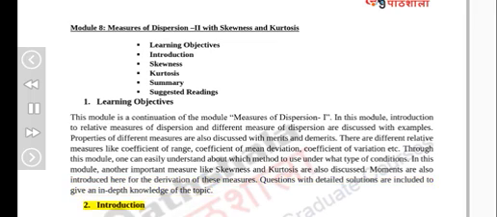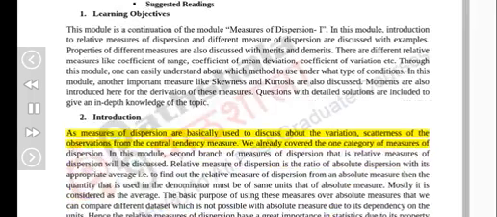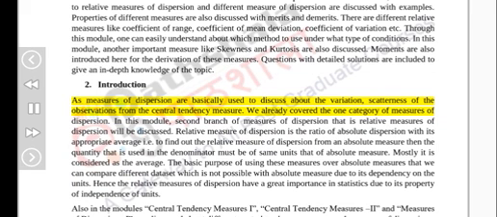Introduction. As measures of dispersion are basically used to discuss the variation, scatteredness of the observations from the central tendency measure, we already covered one category of measures of dispersion. In this module, the second branch, that is relative measures of dispersion, will be discussed. Relative measure of dispersion is the ratio of absolute dispersion to its appropriate average. To find the relative measure of dispersion from an absolute measure, the quantity used in the denominator must be of the same units as the absolute measure. Mostly it is considered as the average.